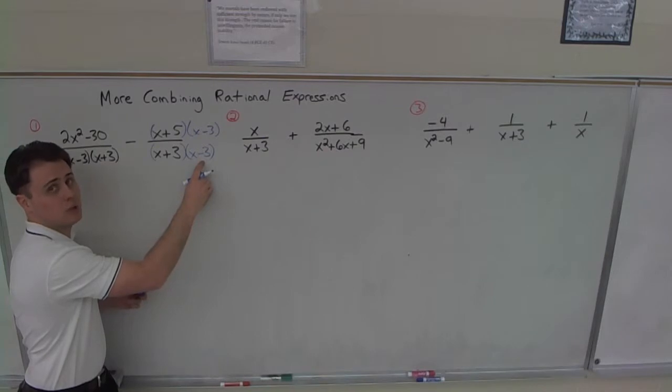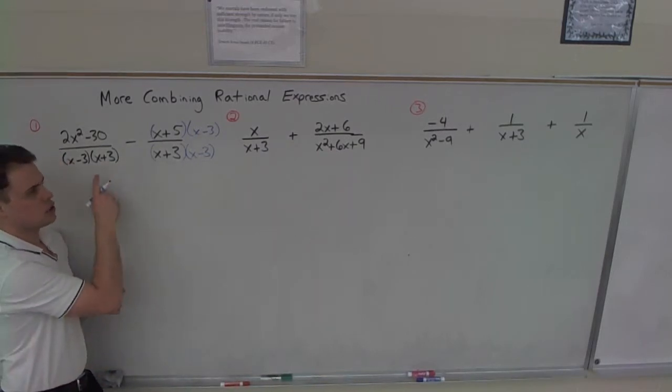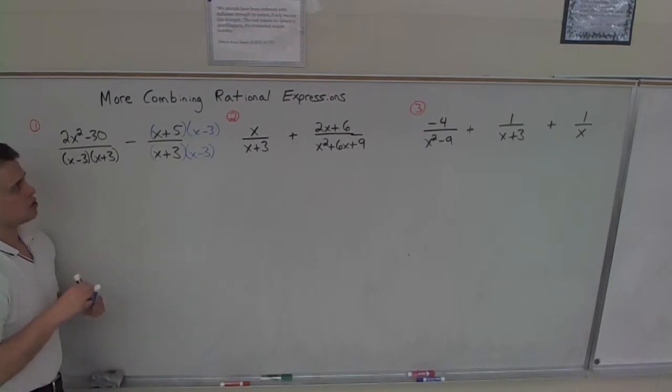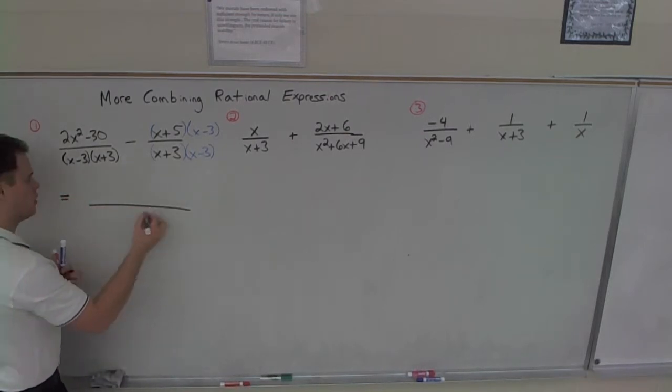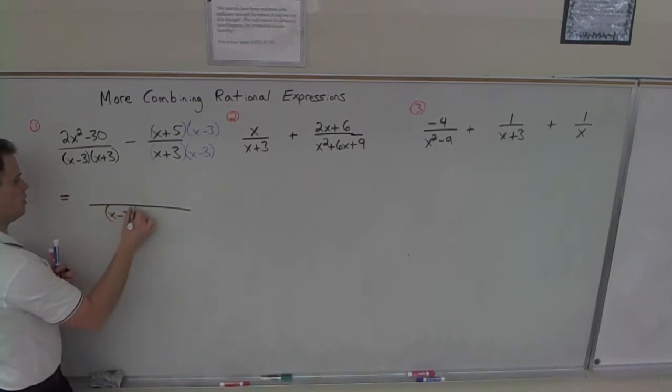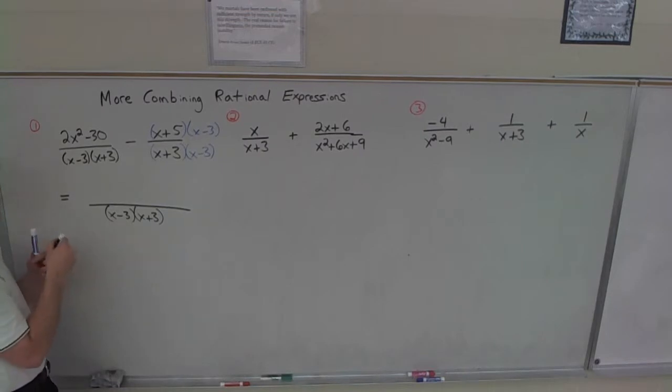That is a clever 1. And that's how you want to think about it. It's a clever 1 that makes the denominators be the same, so that then on the next step I can say this is equal to x minus 3, x plus 3 is now the common denominator, and then I just see what happens on top.